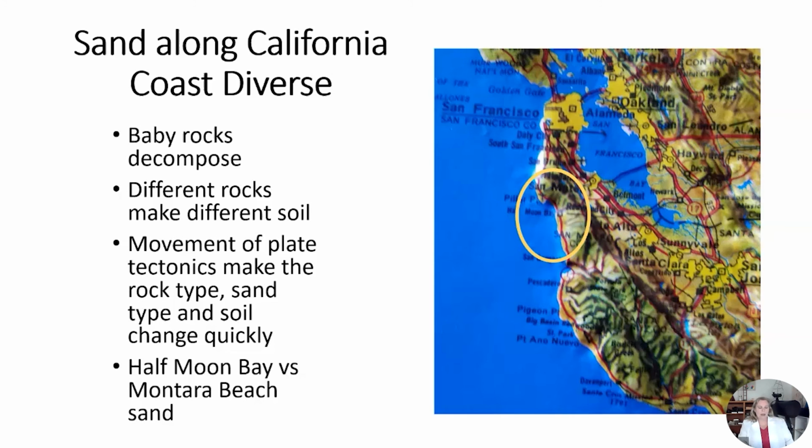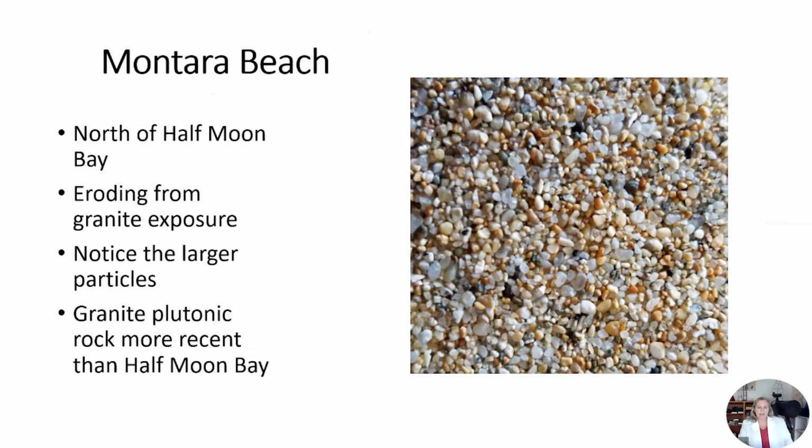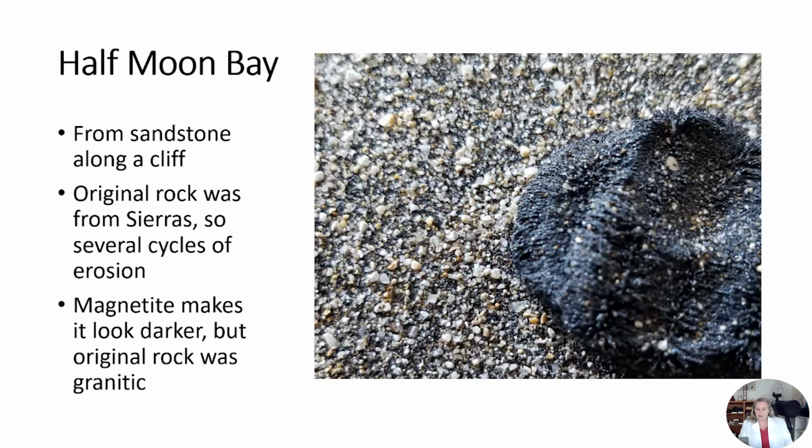And we're going to compare the Half Moon Bay to Montara. So here's the Montara sand going to the beach. This is north of Half Moon Bay, and it's eroding from a granite exposure. Pretty large particles. Okay, let's look at this one of Half Moon Bay. This is from sandstone along a cliff. Original rock was from the Sierras, so it's gone through several types of erosion.